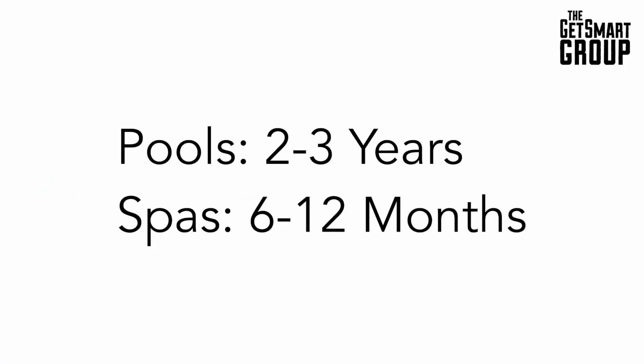So we talk about this in terms of the marketing calendar and how long it actually takes to get that lead to buy. And in all reality, a swimming pool is a 2 to 3 year buying process minimum, sometimes 5, 6, 7 years. And a hot tub, spa, swim spa, sauna, usually 6 to 12 months, sometimes 18 to 24 months.